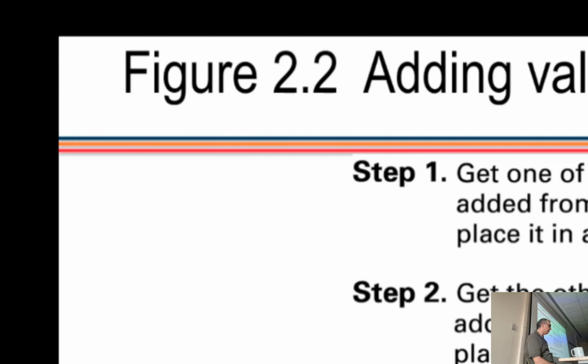So how does it work? The meat grinder: step 1, get one of the values to be added from memory and place it in the register. Step 2, get the other value. This is an A plus B equals C program.